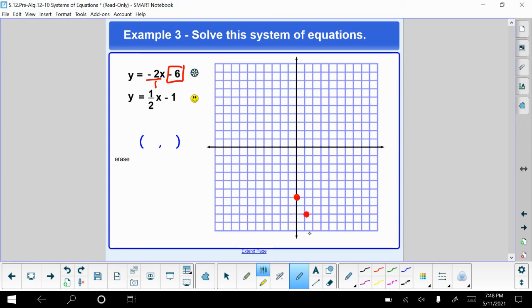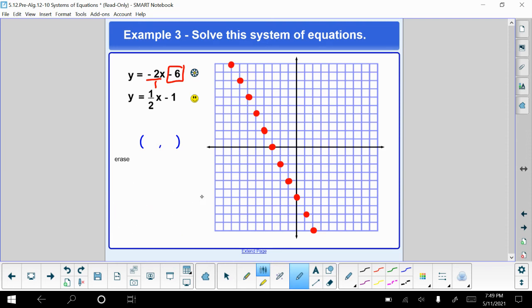Slope is negative 2 to 1. We go down 2 and right 1, down 2 and right 1. We can also go up 2 and left 1 and still have the opposite of a positive. Yep, that's a negative slope. So up 2 and left 1, up 2 and left 1, and so on and so on, going all the way here.